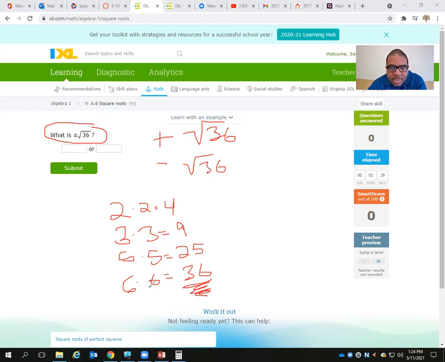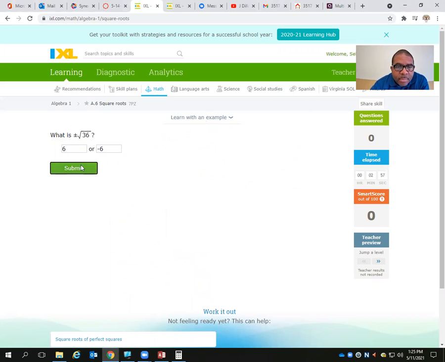Okay. So 6 times 6 is 36, which means the positive square root of 36 would be 6. And the negative square root would be negative 6. Okay, so now I'm just going to type here 6, and my other answer is going to be negative 6. And let's see if I'm correct. Brilliant.